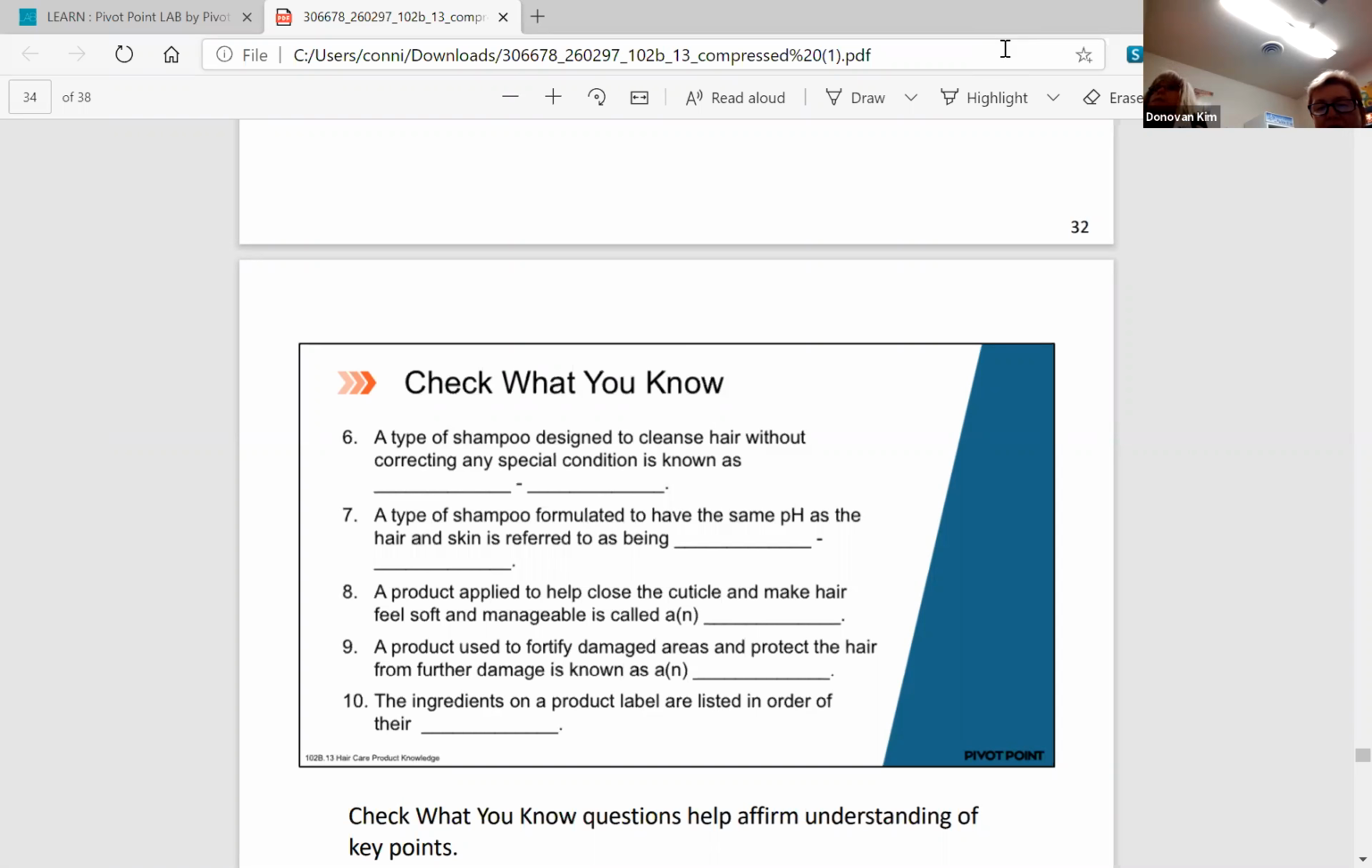A product applied to help close the cuticle and make hair feel soft and manageable is called? I don't know. Connie, will you try this one? A product applied to help close the cuticle and make the hair feel soft and manageable is called? I would think the vinegar rinse. Yeah, we'll try that. Okay, yeah, it says product. Okay, a product used to fortify damaged areas and protect the hair from further damage is known as?